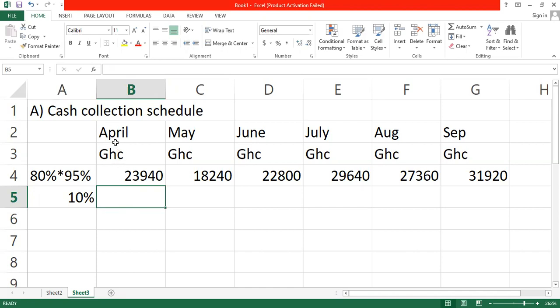So April's own will be received in when? May. And May's own will be received in what? June. June's own will be received in what? July. July's own will be received in what? August. And August in what? September. September in where? October. But we are not asked to prepare for October.